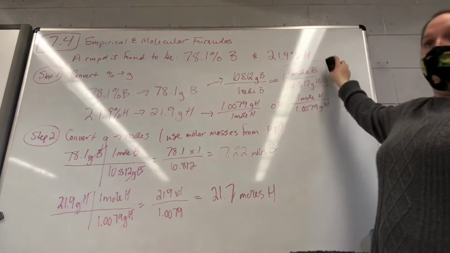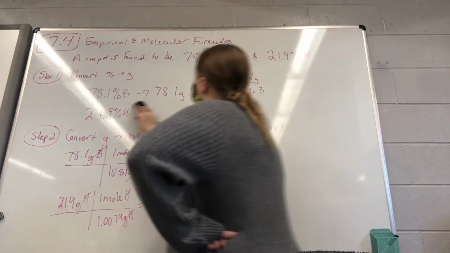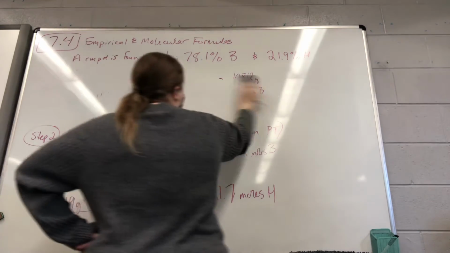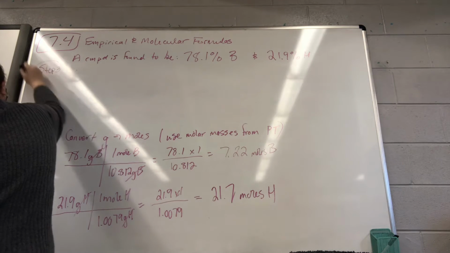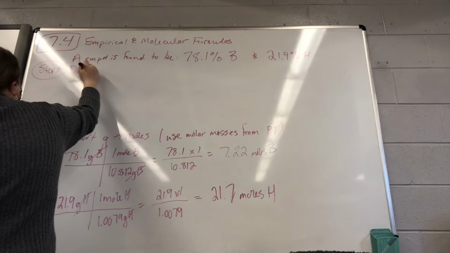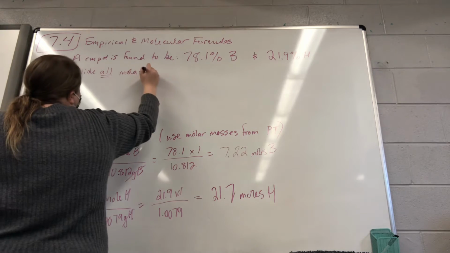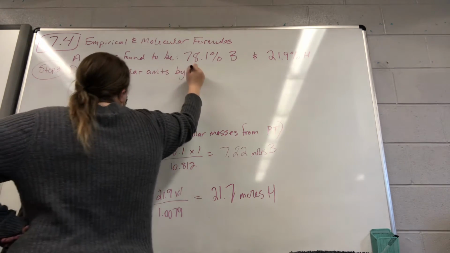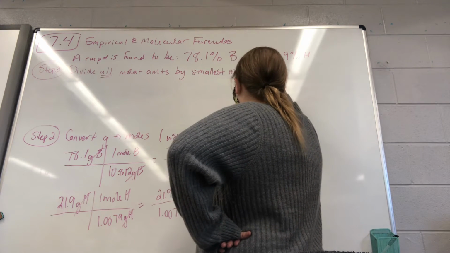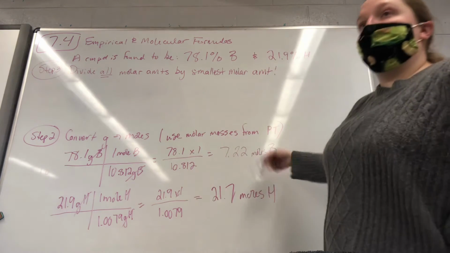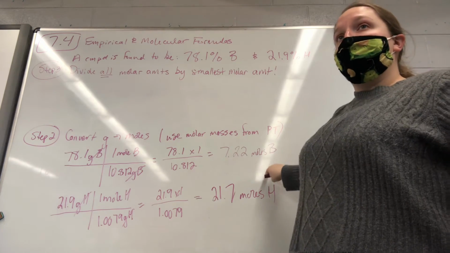So can I erase step 1? Is everybody cool with this part of the board? Okay. So divide all, including itself, molar amounts by the smallest molar amount. Okay, so which one's smaller, top or bottom? The number of moles of boron is the smaller of the two numbers.